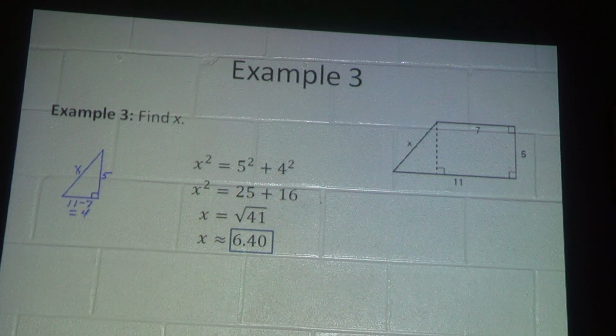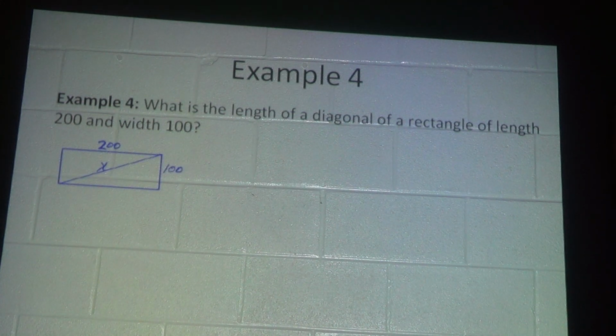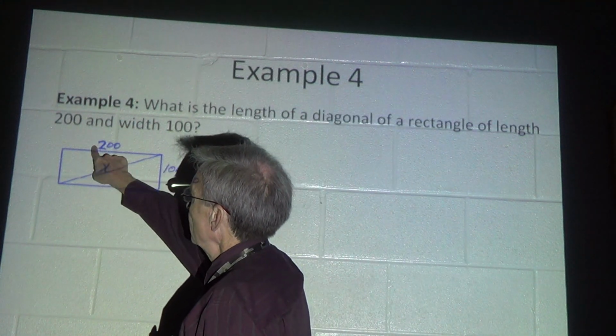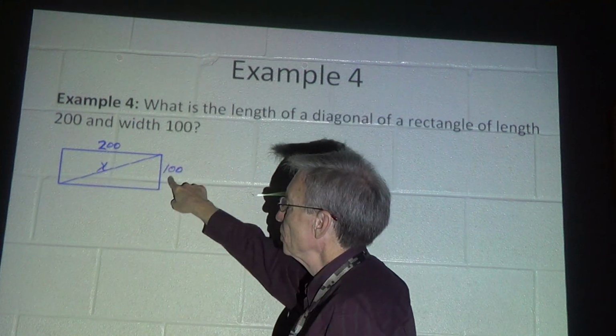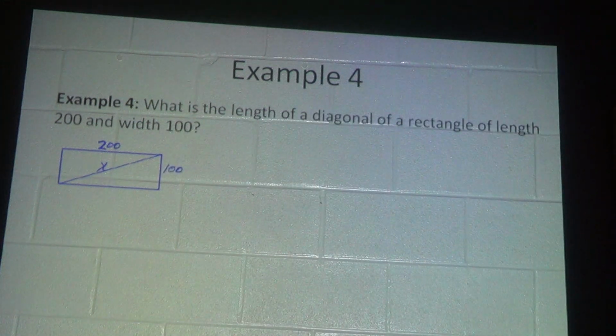Okay. Example 4. They want to know what is the length of a diagonal of a rectangle with a length of 200 and a width of 100. So here's what we have. We have a rectangle that we drew ourselves. It's 200 long by 100 wide. So we're looking for the length of this, which is going to be the hypotenuse of a right triangle.